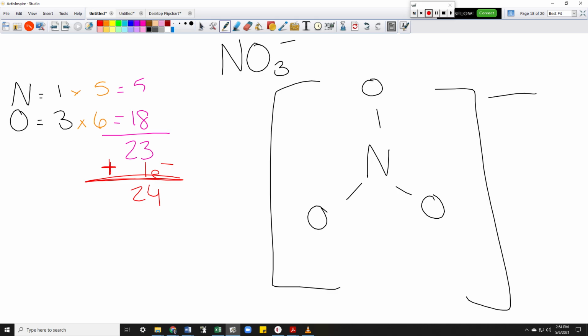So, from 24, what am I going to subtract? Why 6? Why is it not 3? It's 2 bonds. So 24 minus 6 is how much? 18. Now what do I do with those 18? Who do I give them to? All the oxygens. Okay? So 2, 4, 6, 8, 10, 12, 14, 16, 18.